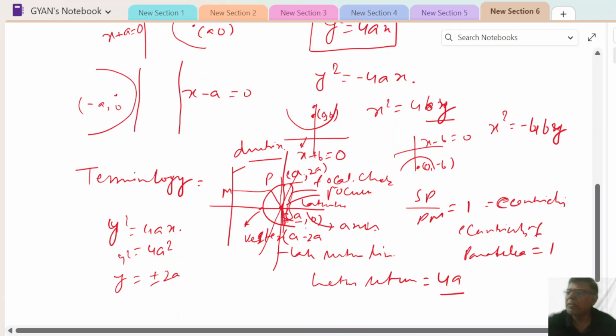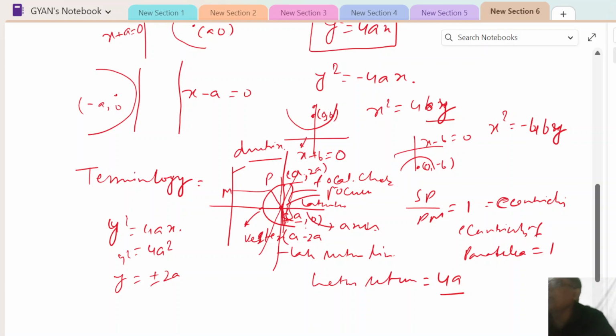So this is the basics of what we have learned. Now come to another topic, that is the tangent.